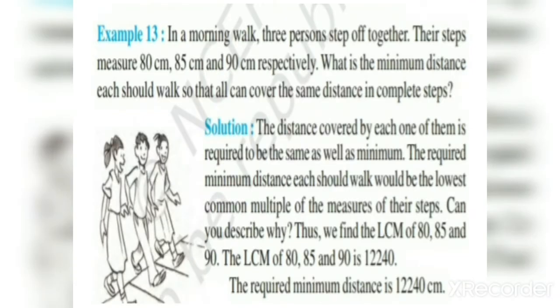Example 13. In a morning walk, 3 persons step off together. Their steps measure 80 cm, 85 cm and 90 cm respectively. What is the minimum distance each should walk so that all can cover the same distance in complete steps? Here one word is used, minimum. So what will we find out? LCM. The distance covered by each one of them is required to be the same as well as minimum. The required minimum distance each should walk would be the lowest common multiple of the measures of their steps.